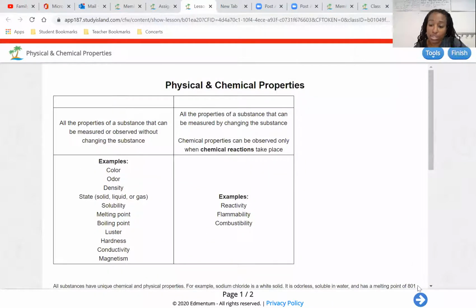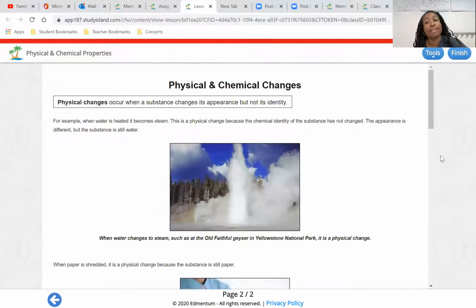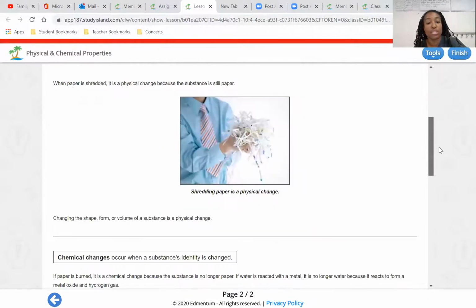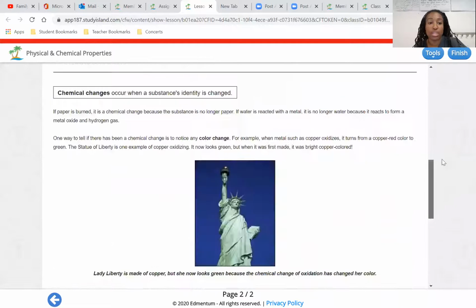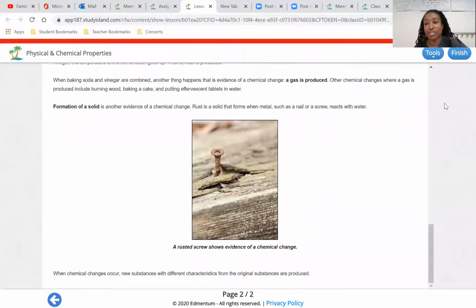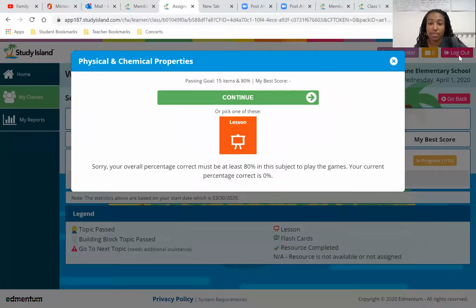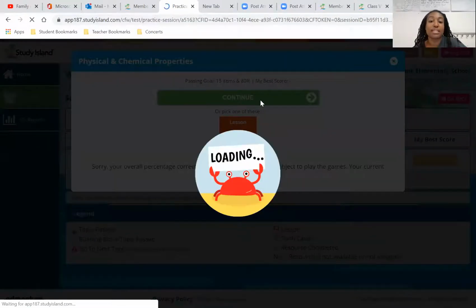Then it's 2 pages. Go up, here's a picture that shows me what a physical change is and the difference with a chemical change. And that chemical change, I mean, good grief. I hate it when things get old and rusty. So I go back to my lesson, I could continue.